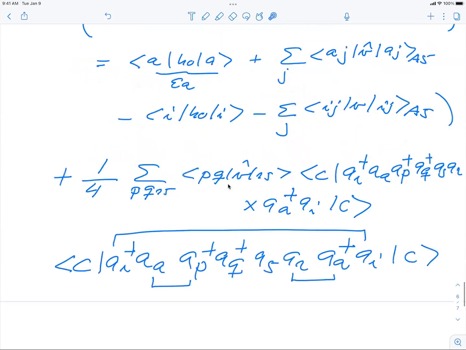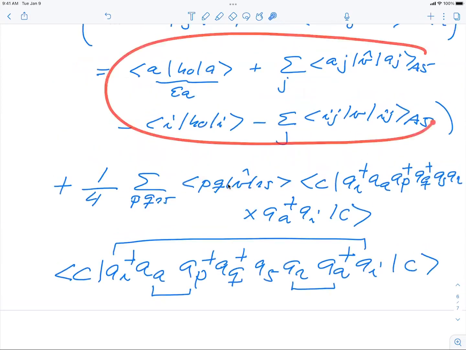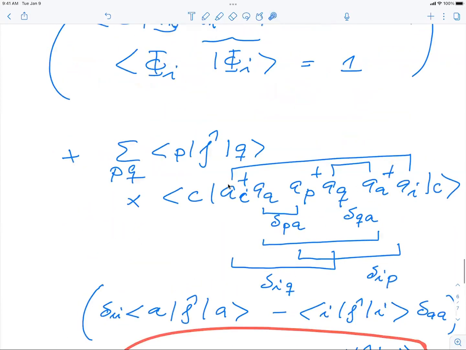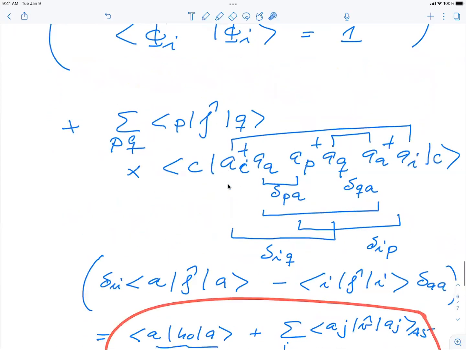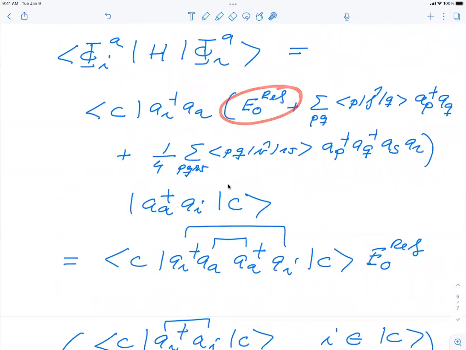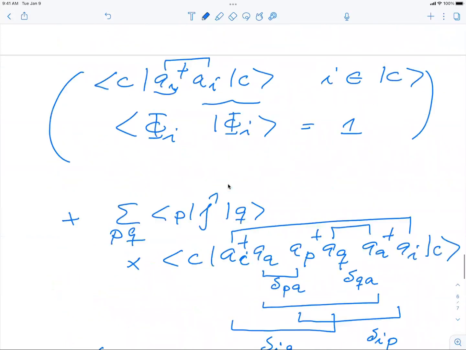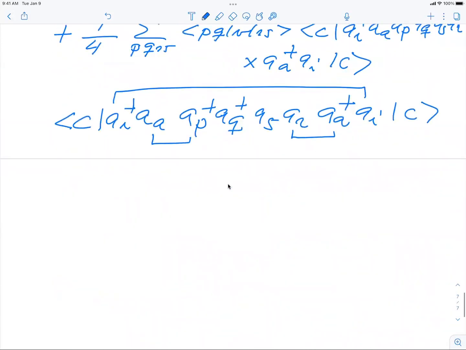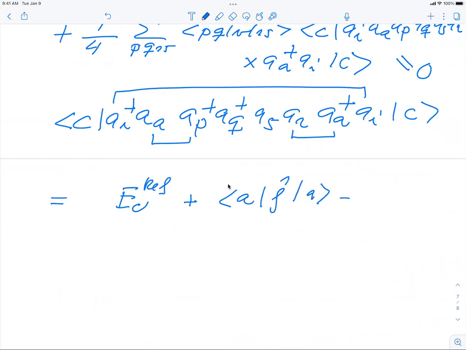So we are only left with these two guys here and the reference energy, which we put up in the very beginning, which we had up here. So if we summarize that matrix element, all these we just put 0 here. So you get E0 ref plus these matrix elements for the particle state with this operator A minus I of F of I.